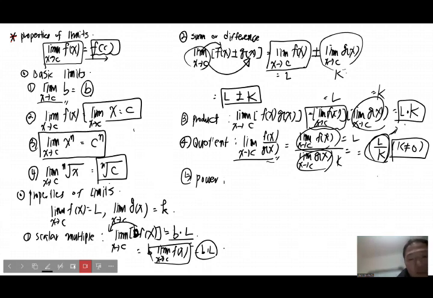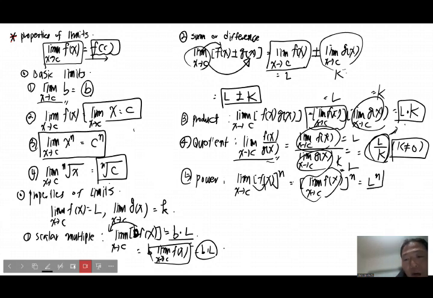So that is the limit of f(x) to the power of n, for x goes to c. That limit can be plugged into the n's power. So that is the same as the limit of f(x) as x goes to c, to the power of n. Inside of this bracket is the same as L. So the result is L to the power of n.